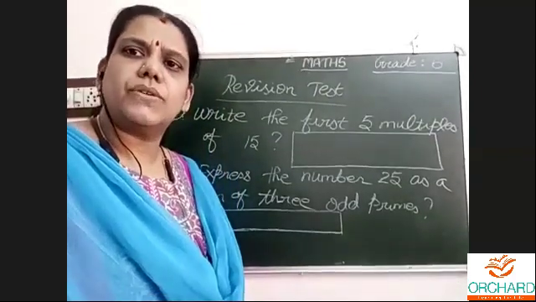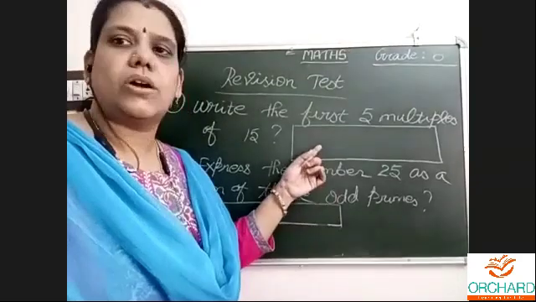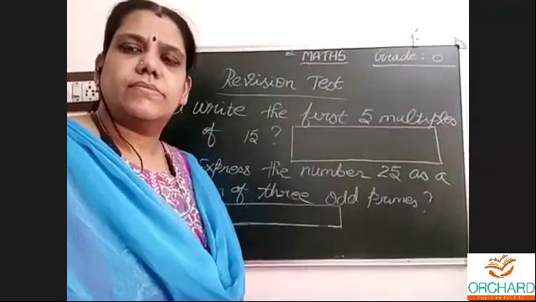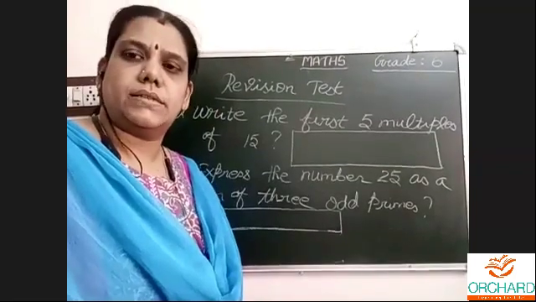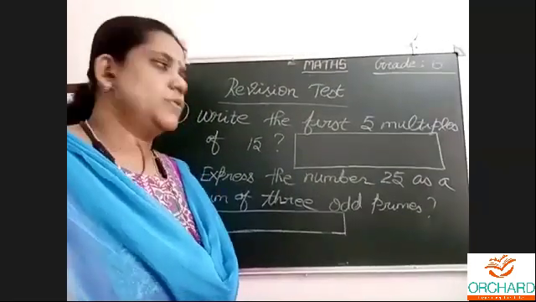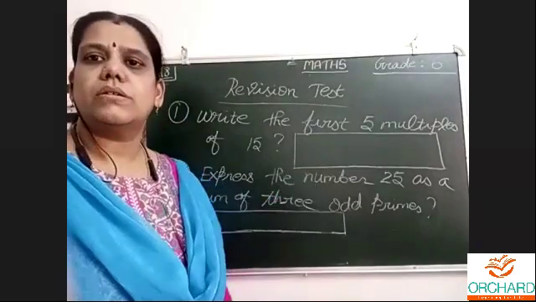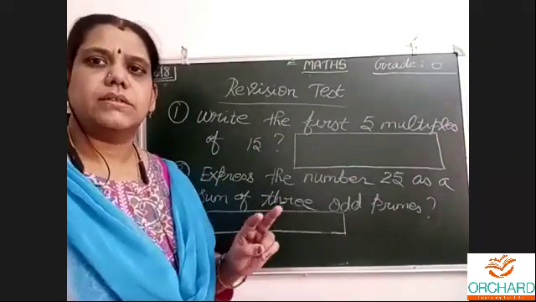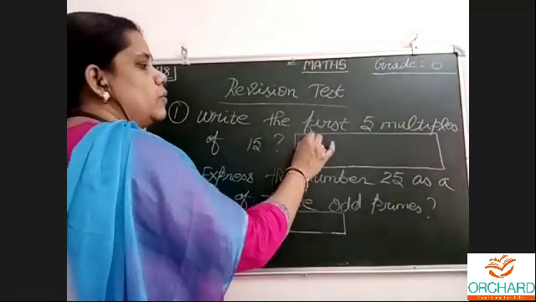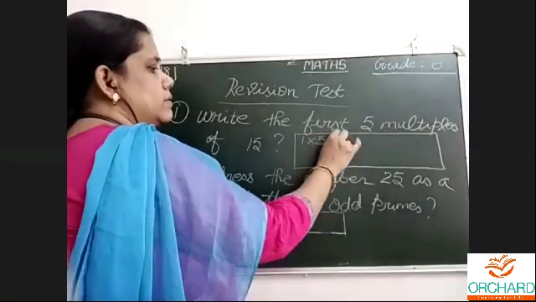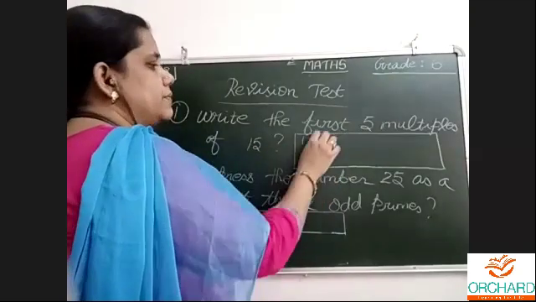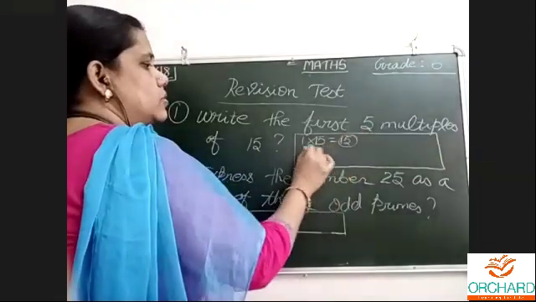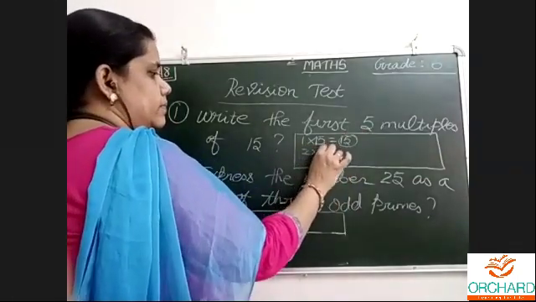Multiples, if you write only the numbers, I will not give marks. You have to write as multiples. Simply writing numbers alone won't serve the purpose of a 2-mark question. I want you to write 1 15s, 2 15s. What are the multiples of 15?